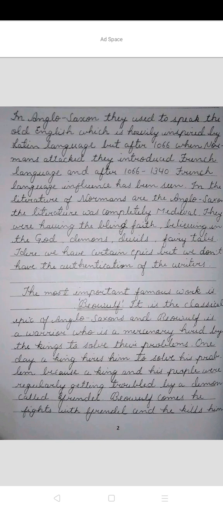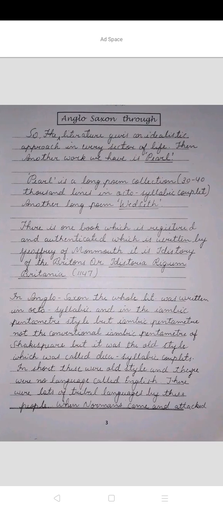One day, a king hires him to solve his problem because the king and his people were regularly being troubled by a demon called Grendel. Beowulf comes, fights with Grendel, and kills him. So, the literature gives an idealistic approach in every sector of life.